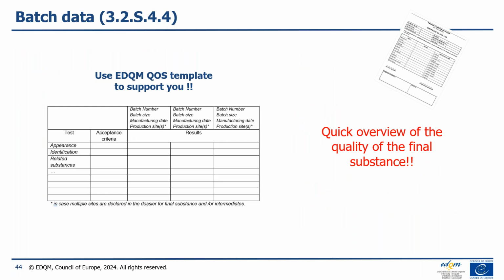Again, a recommendation on how to make the best use of the quality overall summary template that we provide on our website to support you. In section S44, it is recommended that you give a concise table reflecting the quality of your substance, because it gives a quick overview of the quality of your final substance.